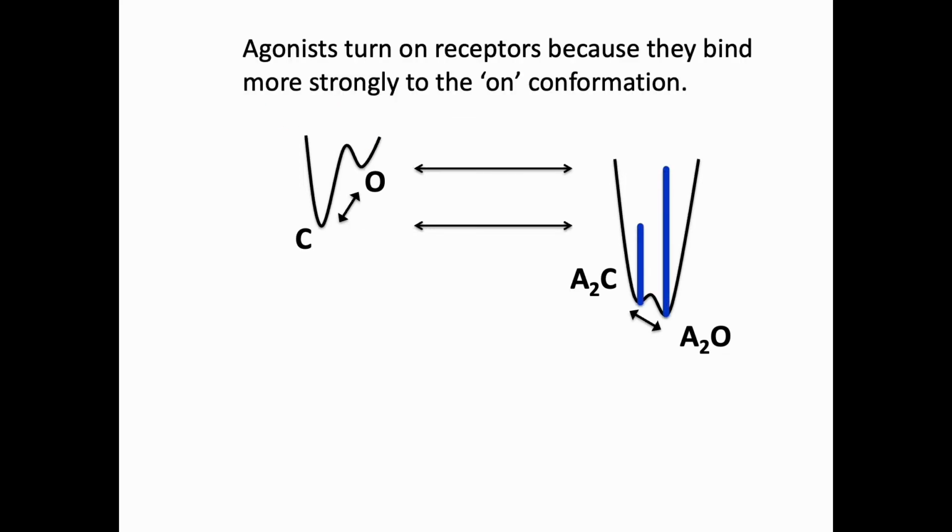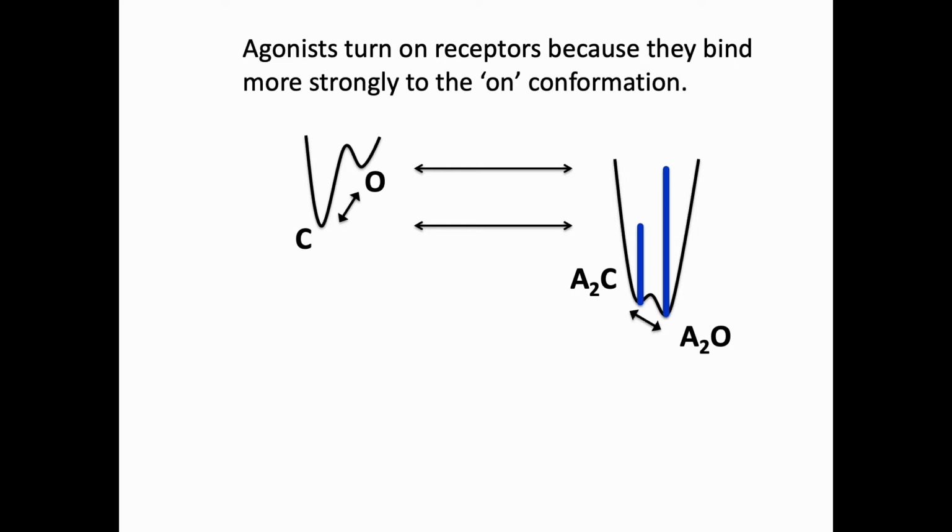Let's focus in on what counts for efficiency. We need to understand the sentence that agonists turn on receptors because they bind more strongly to the on conformation. If you understand that, you understand about 90% of what I want to say today. And in order to understand efficiency, you need to understand just these two blue lines. This is the weak binding to C and strong binding to O. That's all you need to know in order to understand agonist efficiency. So that's what we're going to focus on.